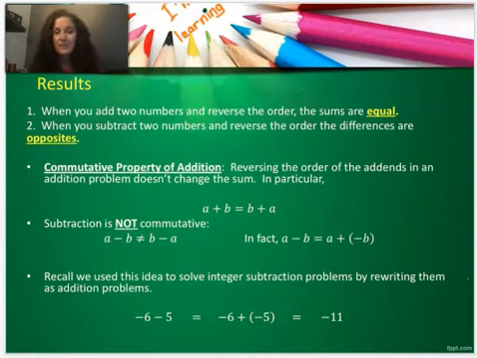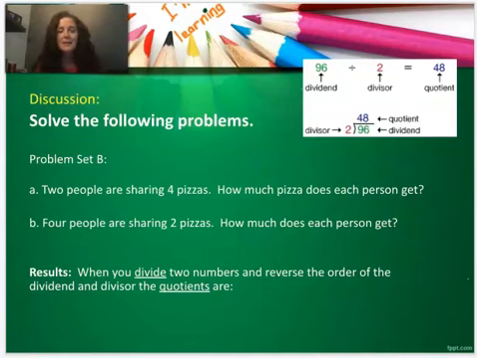What happens when we do division? Remember the dividend, divisor, and quotient, and the parts of them, no matter how they're written. Notice this second part down here is written with a long division symbol, so make sure you can still identify the dividend, the divisor, and the quotient. So part A says 2 people are sharing 4 pizzas. How much pizza does each person get? Think about that number sentence and write it down. In part B, 4 people are sharing 2 pizzas. How much does each person get? Write that number sentence down and compare those.